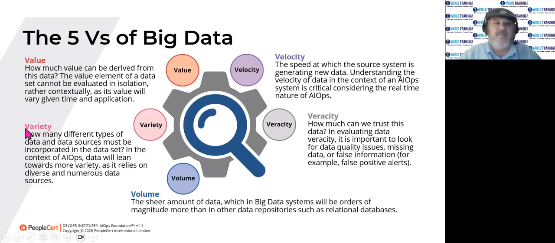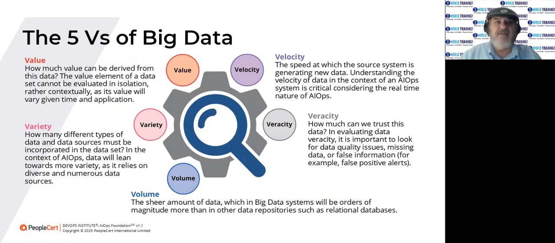And finally, last but not least, is the variety. So how many different types of data and data sources must be incorporated in the data set? In the context of AIOps, data will lean towards more variety as it relies on diverse and numerous data sources. So those are the 5 Vs.